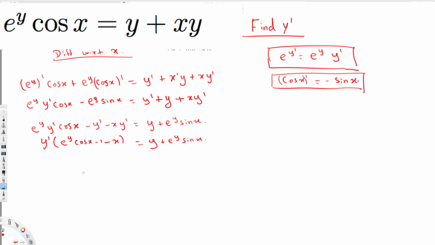Now y prime is going to be equal to this. This one goes to the other side, so it's going to divide. It's going to become y plus e power y sin x over e power y cos x minus 1 minus x. So this is my final answer.